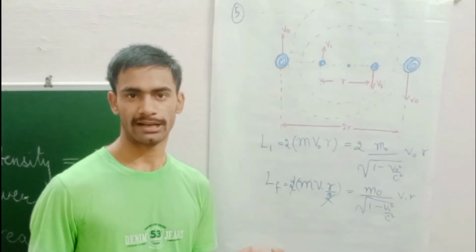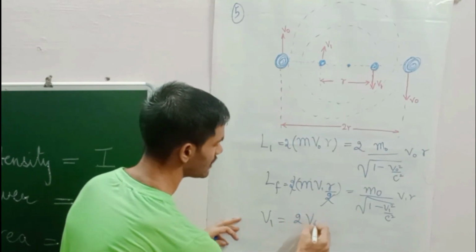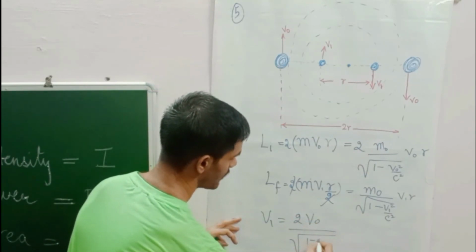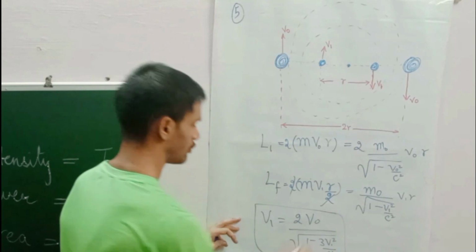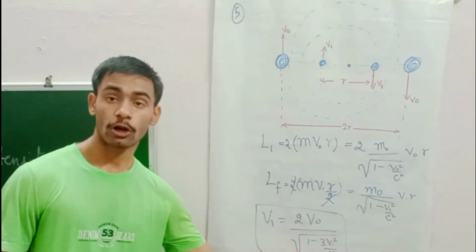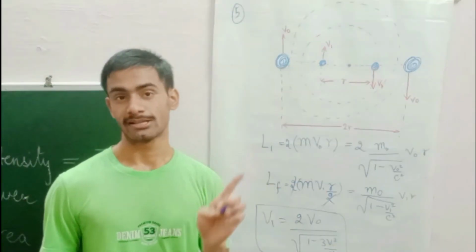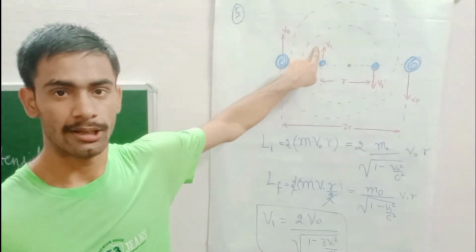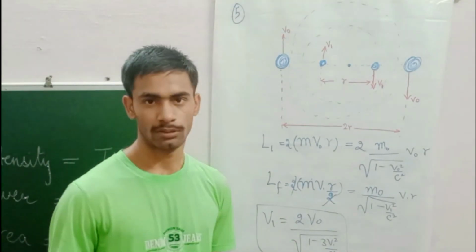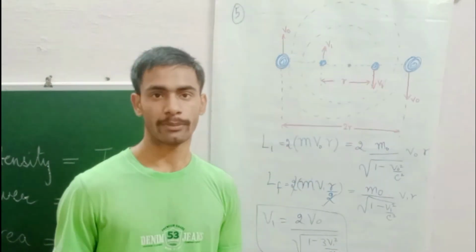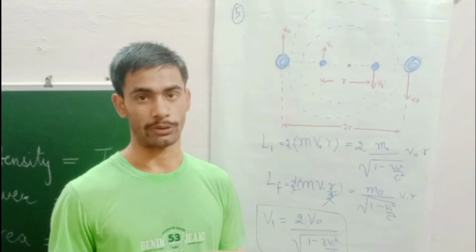So let's leave this job to be done by you. Directly you will get v1 as 2 times v naught upon root over 1 minus 3 v dash square upon c square. So this would be the velocity. Directly you can observe that it's increasing, but one limitation is that this v dash must not be near the speed of light, because otherwise this factor would change a lot. It should be comparable to the speed of light, but not exactly near it.